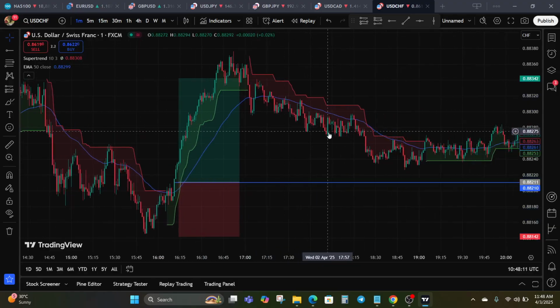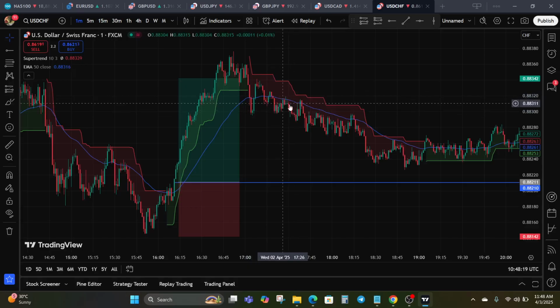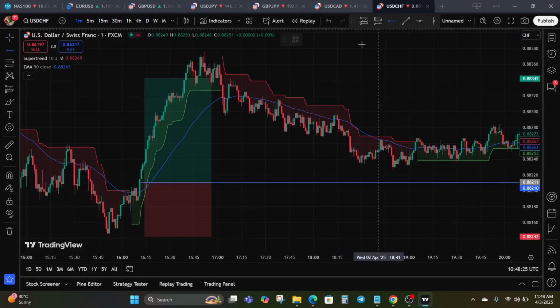Then for a sell trade, the price must be below the super trend line, and the super trend line must be red. Then, for your confirmations, price should be below the moving average. Then you watch out for bearish candlestick patterns.